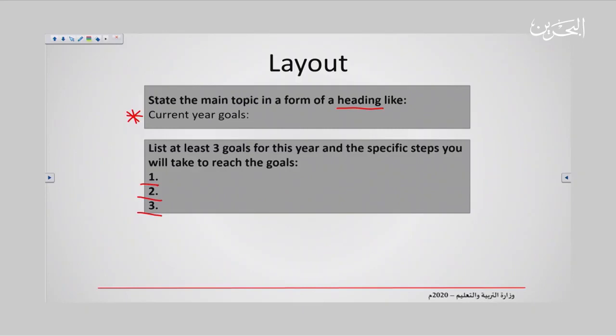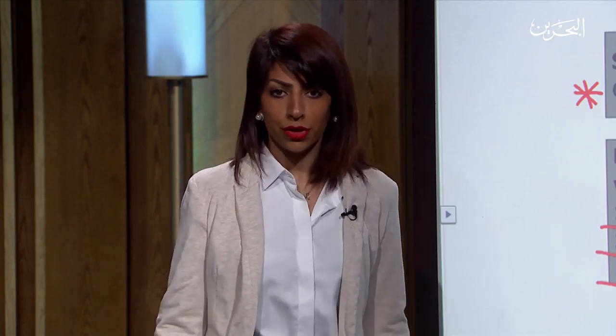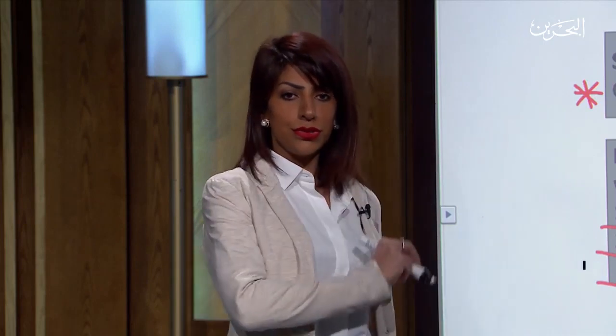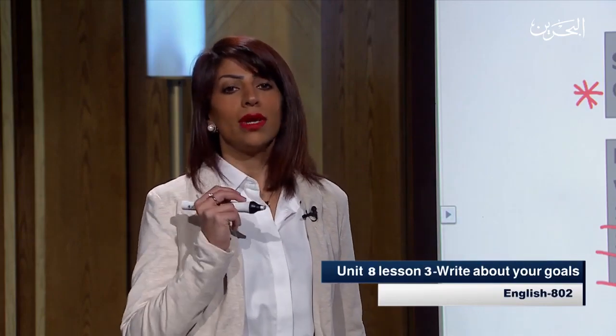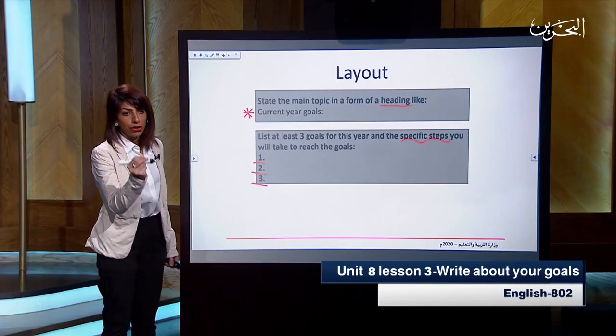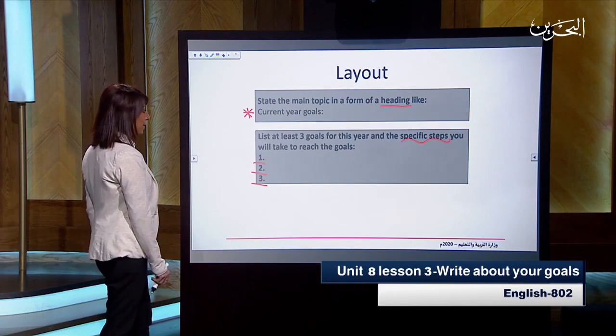Plus, I want you to pay attention to this. You will write the specific steps or the procedure that you are going to take in order to reach this goal or in order to achieve this aim. For example, I want to learn English. I want to improve my English. Okay, that's the goal. Where's the procedure? You have to specify. In order to do that, I will read more books, I will watch more movies, I will listen to English music. It depends on whatever you want to do, my dear students.